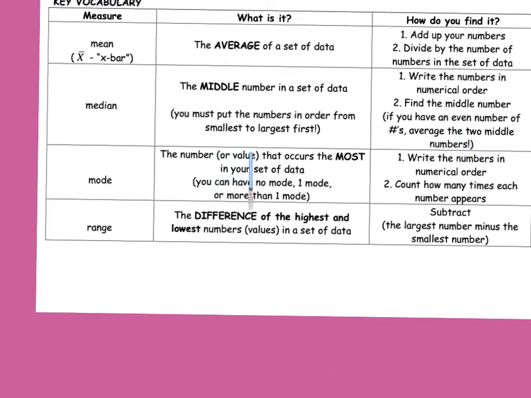Mode, the number or value that occurs the most in your set of data. You can have no mode, one mode, or more than one mode. So those are all possibilities. You're going to write the numbers in numerical order and count how many times each number appears. Okay, so pretty basic, pretty simple. We're going to talk about all that stuff today in your practice.